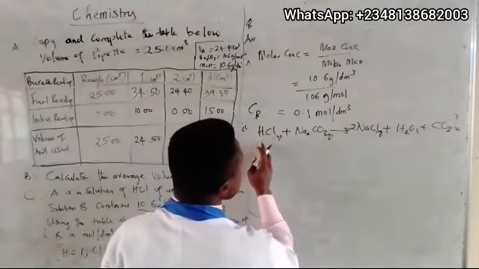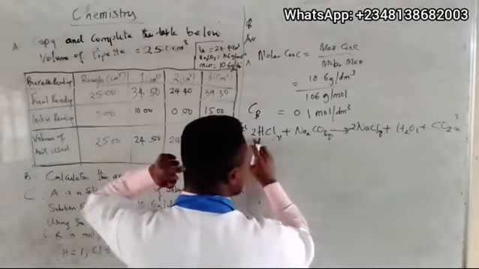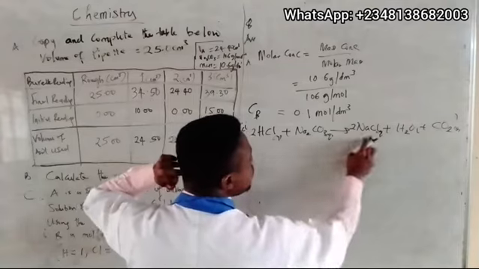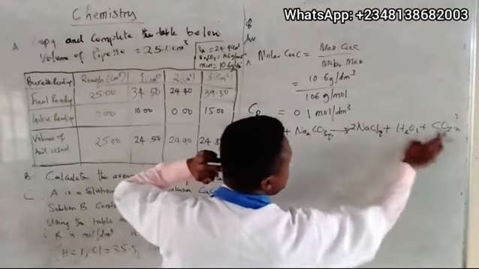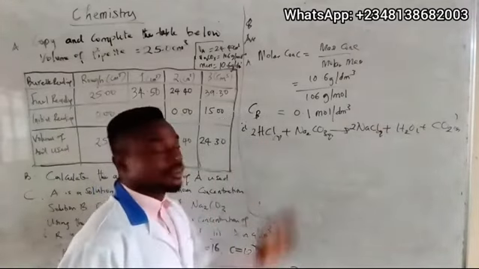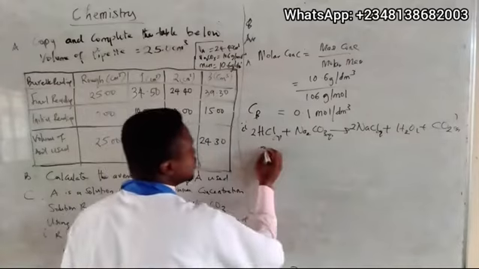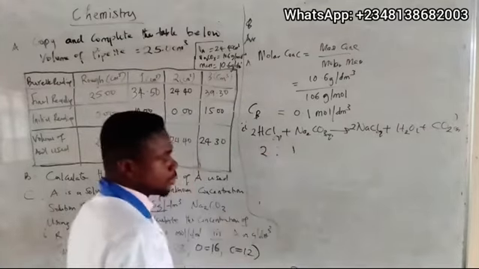Let's put 2 here for hydrogen. Chlorine is now 2. So hydrogen 2, chlorine 2, sodium 2, carbon 1, oxygen 3. The equation is balanced. Now, what is the mole ratio of the reactants? Hydrochloric acid is 2, while sodium carbonate is 1.